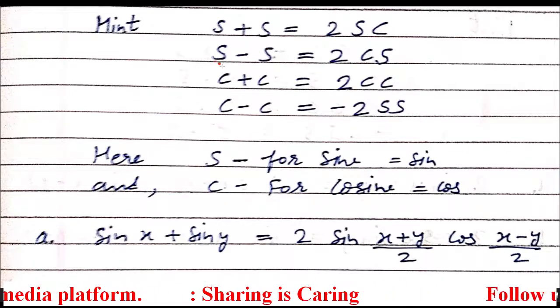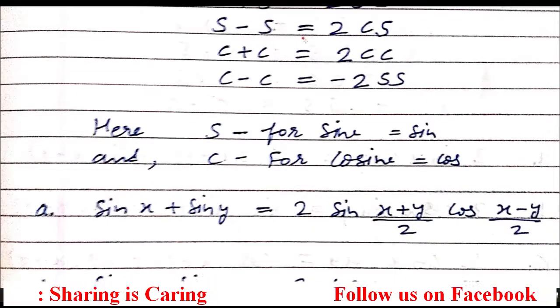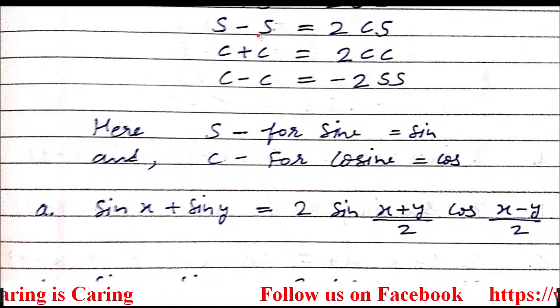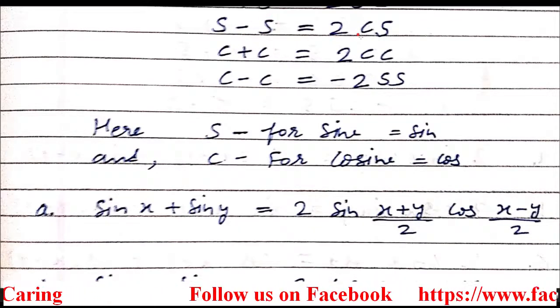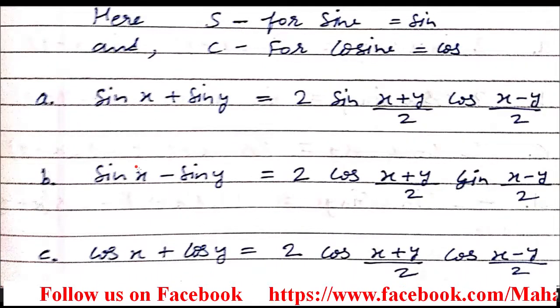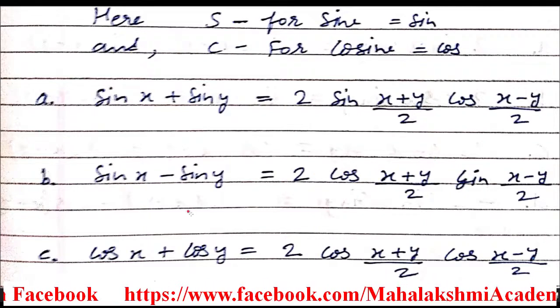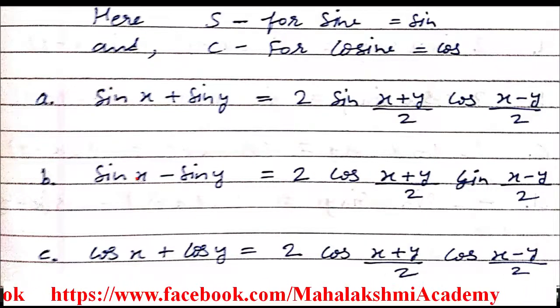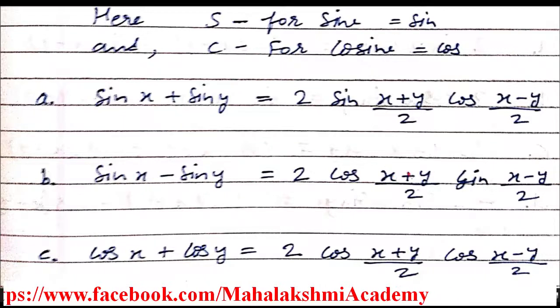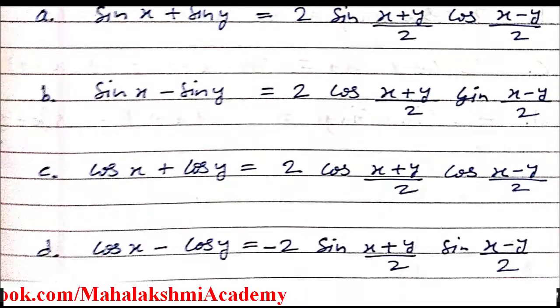So just see, if we have to fill this line, I hope together I can show you. So what is the line? S minus s is equal to 2cs. So here first we have to fill x, then y, then x plus y upon 2, then x minus y upon 2.